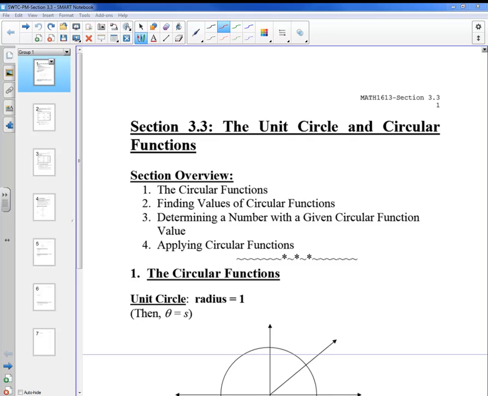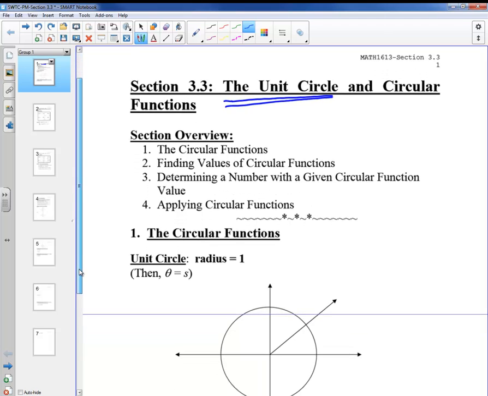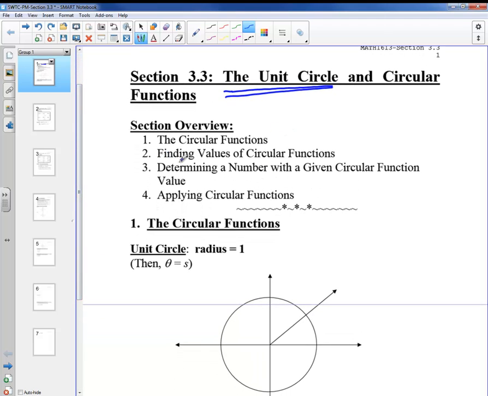Hello. Some of you might be in different places here in 3.3. Section 3.3 in a way is a repetition of what you've learned in the past two chapters about trigonometric functions, except that we concentrate on what happens when you are on the unit circle. So we are going to look at circular functions, which are really trigonometric functions. We're going to find the value of those functions just like we've done before. We're going to determine the number with a given circular function value and then look at some applications.